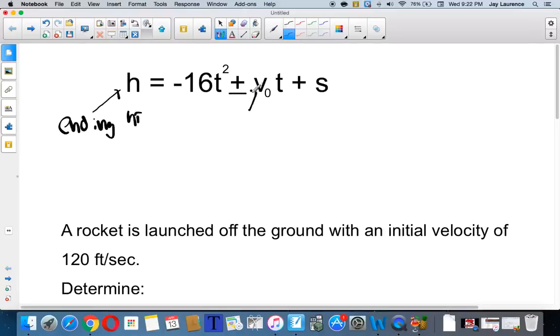The v sub o is your initial velocity, or original velocity. T is time in seconds. And then s is your starting height.